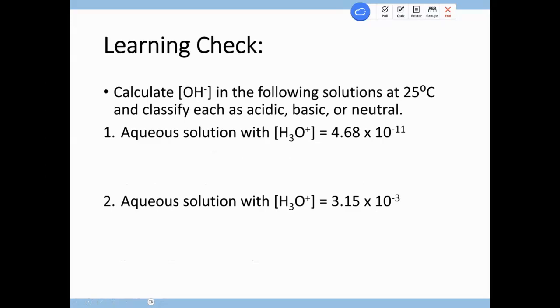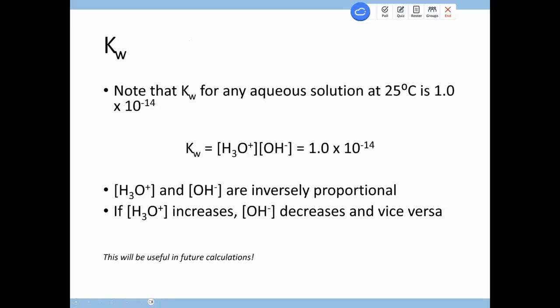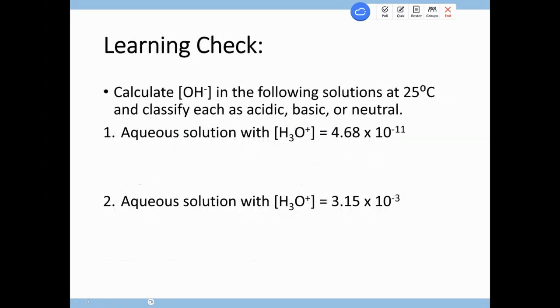Okay, so with that in mind, let's do these calculations. We have two aqueous solutions at 25 degrees Celsius. Each one has different concentrations of H3O plus. So given the concentrations present here, the first one, 4.68 times 10 to the negative 11, is different than 1.0 times 10 to the negative 7, right? So we have a lower concentration of H3O plus. That means the OH minus concentration will differ. So using the equation on the previous slide, calculate the OH minus concentration in these two solutions.